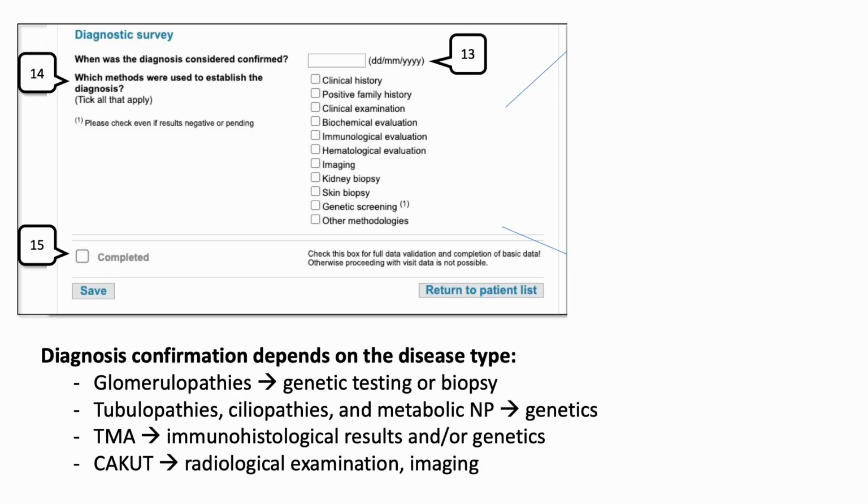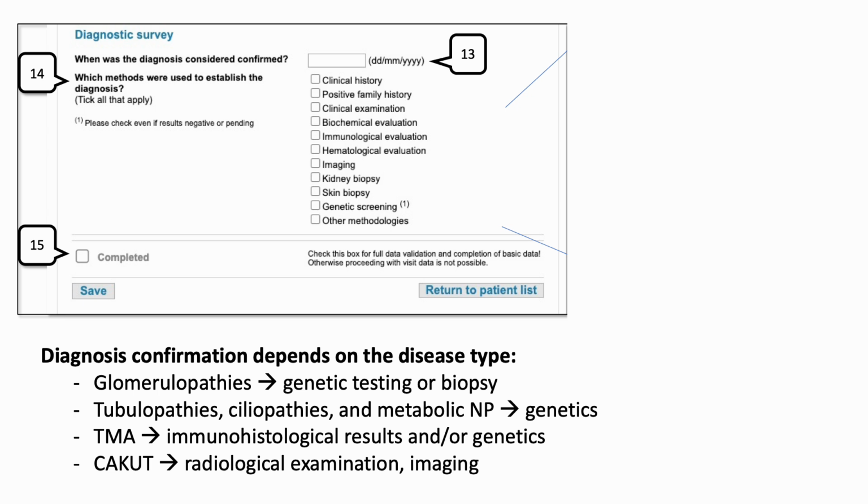The next section is about a diagnostic survey. Whether a diagnosis is considered confirmed depends on the type of rare kidney diseases and the available diagnostic findings. In some cases, confirmation is based on genetic testing or kidney biopsy results, while in others, the diagnosis may be established through imaging findings such as ultrasound or on clinical examinations by the treating physician.